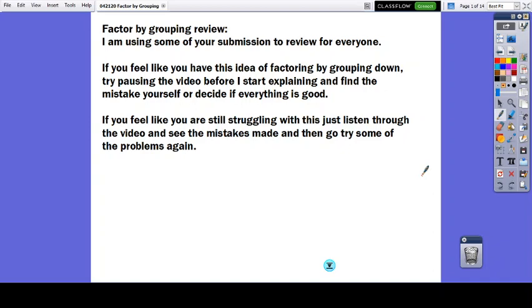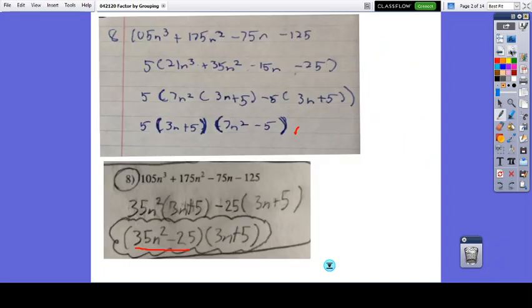If you feel like you have this idea of factoring by grouping down, I would suggest pausing the video at each problem and, with a blank sheet of paper, try to see if you can figure out if there's a mistake, what it is, how you fix it, if it's correct, whatever you think it is. And then scan ahead and see if you're right. If you feel like you're still struggling, just listen through this video. Hopefully it will help. Okay, so we're going to be kind of jumping around on the problems, but I took different examples and this is what they're going to look like.